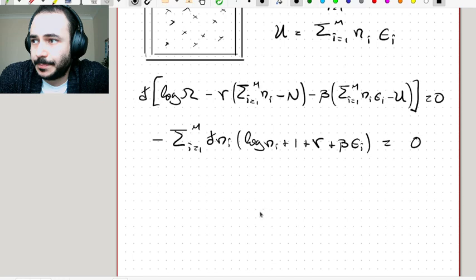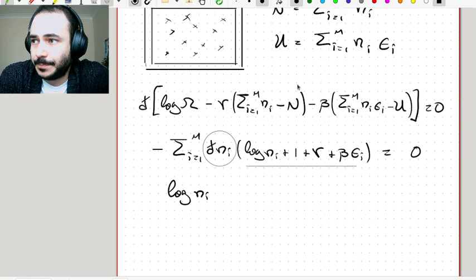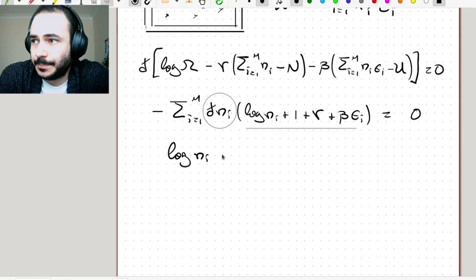Okay? But of course, as usual, this variation is an arbitrary thing, and this has to be 0 for any variation. The only possibility is that the parenthesis here is equal to 0 always. So what we are saying is that the logarithm of the equilibrium occupation, so the occupations that maximize my statistical weight subjected to these two constraints, has to be equal to minus 1 plus gamma minus beta epsilon i. Okay, I'm just setting this parenthesis equal to 0.